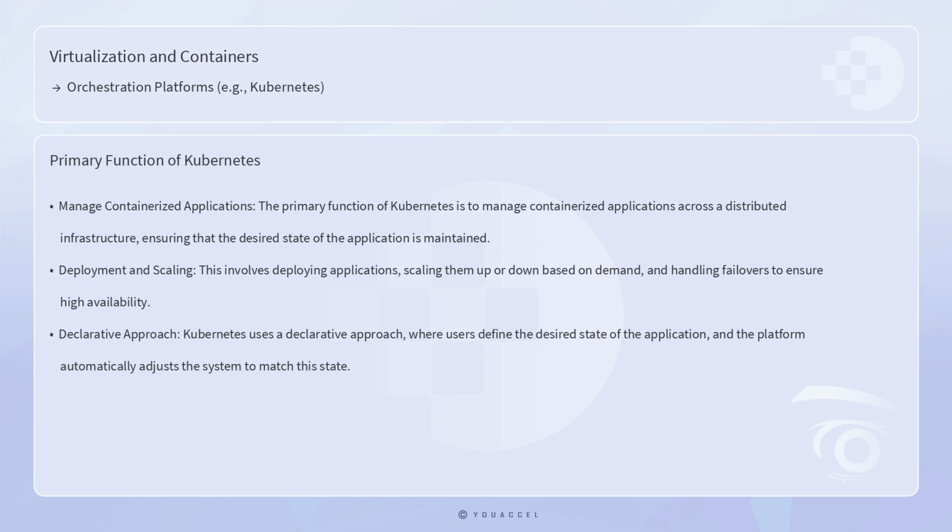Kubernetes uses a declarative approach, where users define the desired state of the application, and the platform automatically adjusts the system to match this state. This model simplifies the management of complex applications, enabling developers to focus on writing code rather than managing infrastructure.